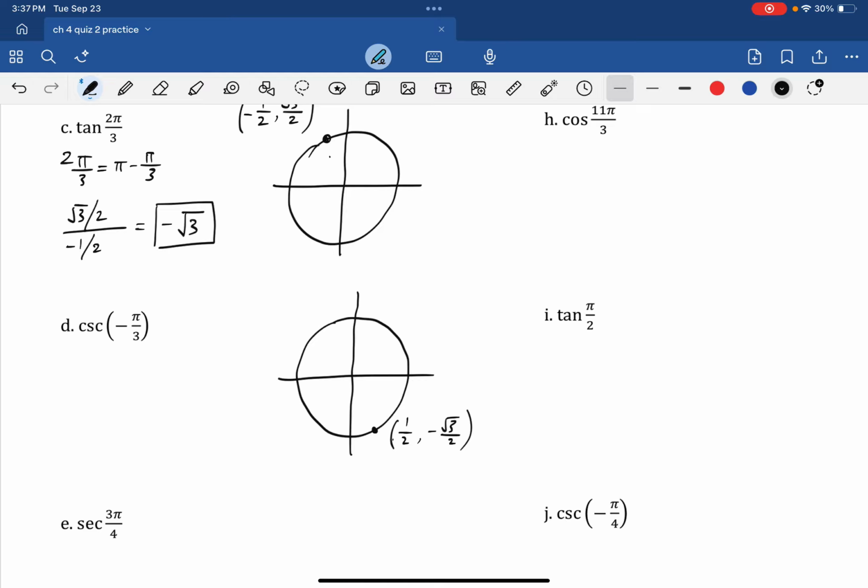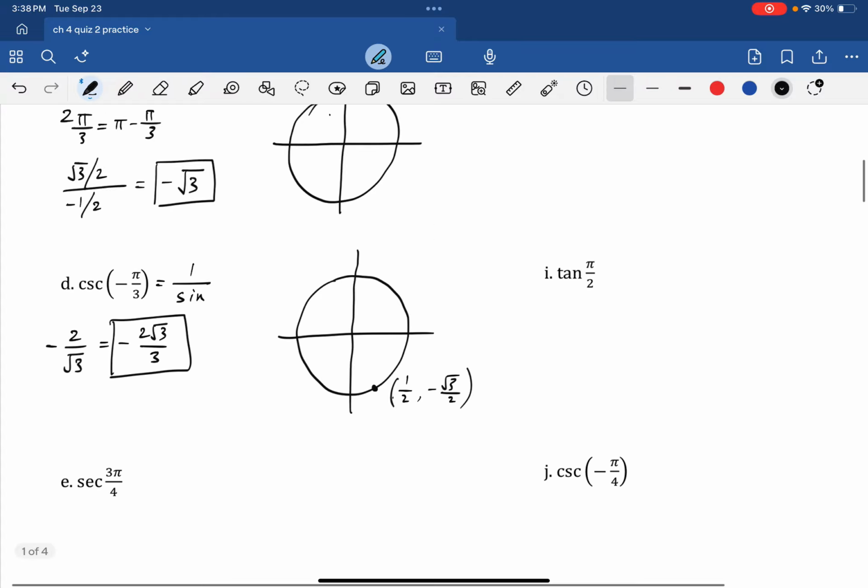Okay? And then cosecant is equal to 1 over sine, right? So I'm going to take the reciprocal of my y value, which will be negative 2 over root 3, equals negative 2 times root 3 over 3, after I rationalize the denominator.